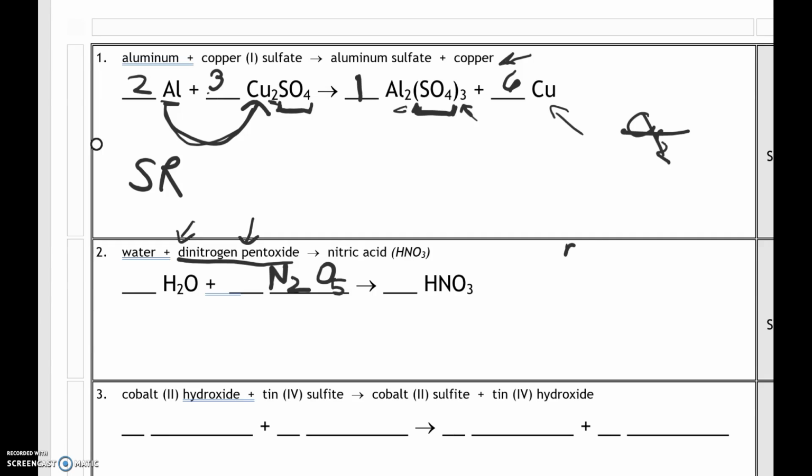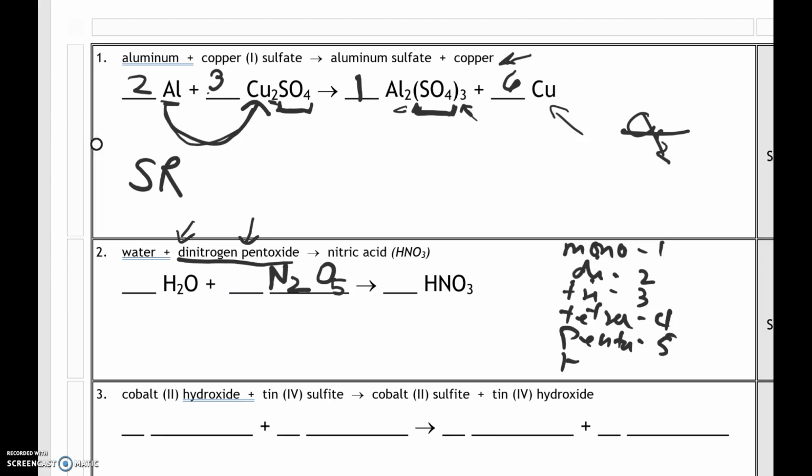Remember mono, di, tri, tetra, all those prefixes. This is 1, 2, 3, 4, penta, 5, hexa. Just Google it and you'll find it, okay guys? All right, or if you have your notes, use those. Dinitrogen pentaoxide, and you have nitric acid, which is HNO3. So now take a look, and your nitrogens are 2 here, 1 here.